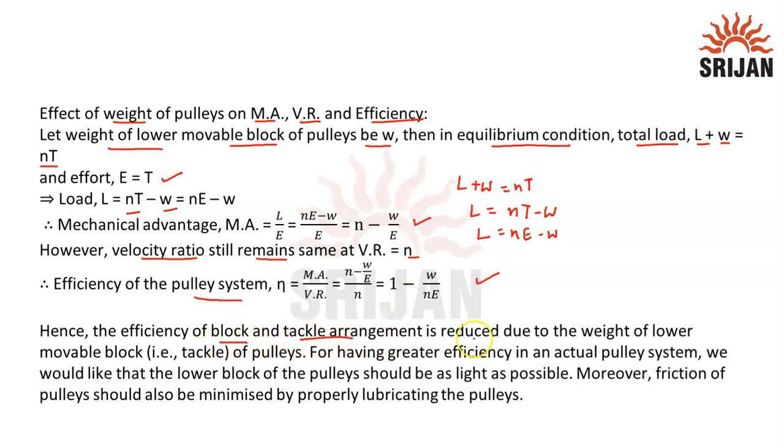The efficiency of a block and tackle arrangement is reduced due to the weight of the lower movable block. For greater efficiency in an actual pulley system, we would like the lower block of pulleys to be as light as possible. Moreover, the friction of the pulleys should also be minimized by properly lubricating the pulleys.